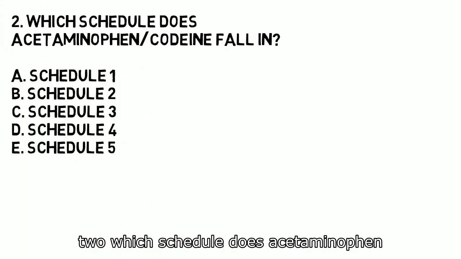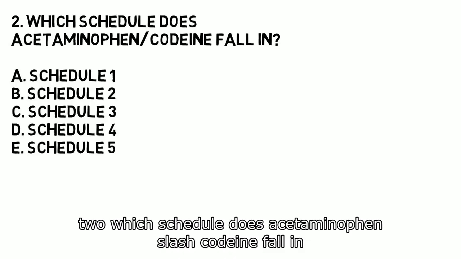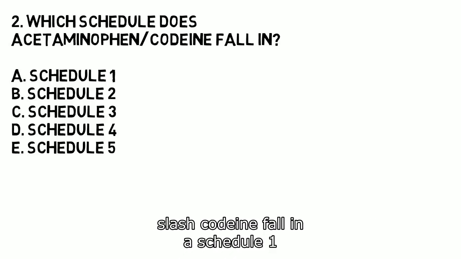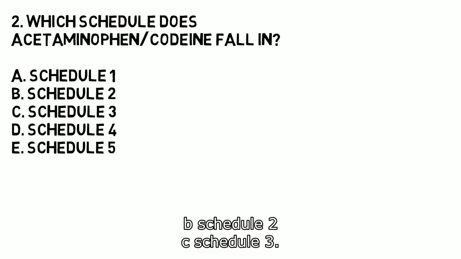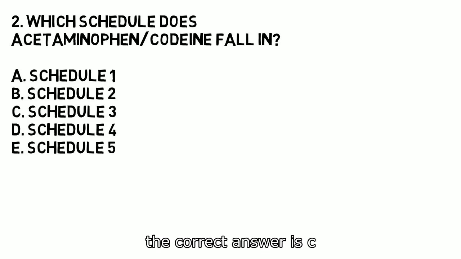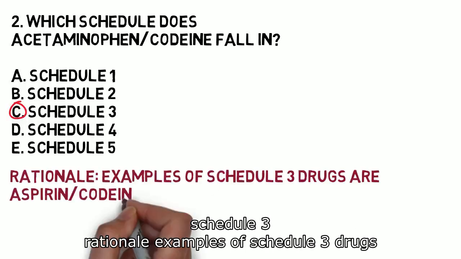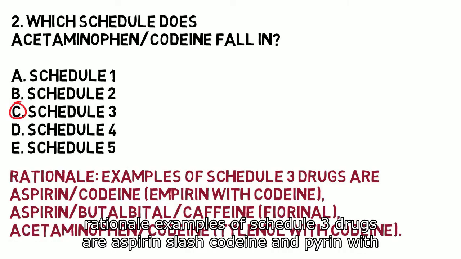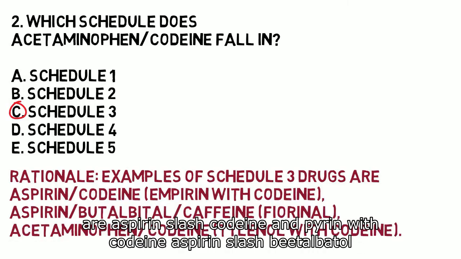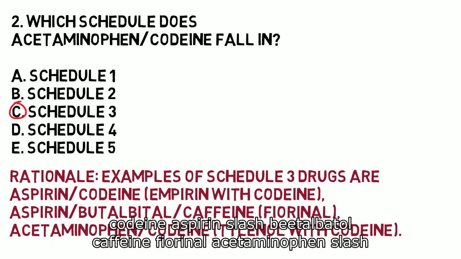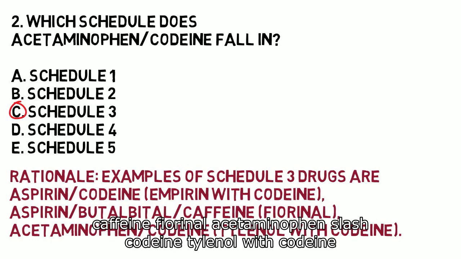2. Which schedule does acetaminophen/codeine fall in? A. Schedule 1. B. Schedule 2. C. Schedule 3. D. Schedule 4. E. Schedule 5. The correct answer is C. Schedule 3. Rationale: examples of Schedule 3 drugs are aspirin/codeine, Empirin with codeine, aspirin/butalbital/caffeine, Fiorinol, acetaminophen/codeine, Tylenol with codeine.